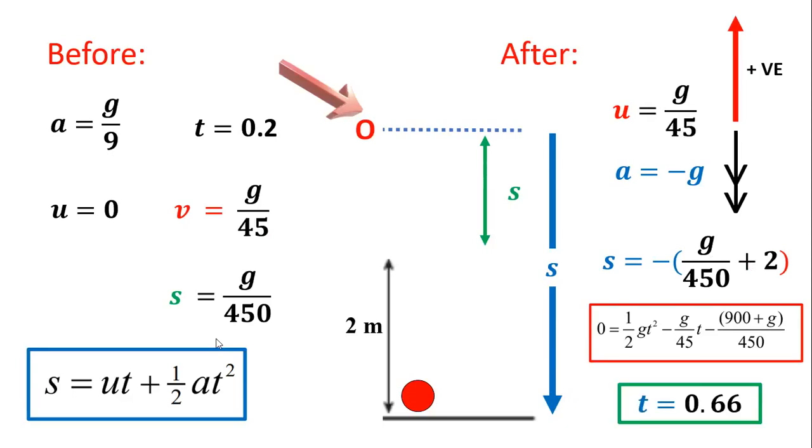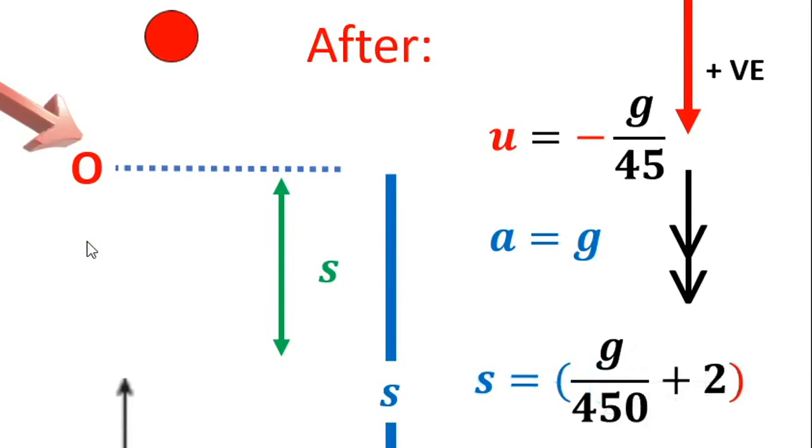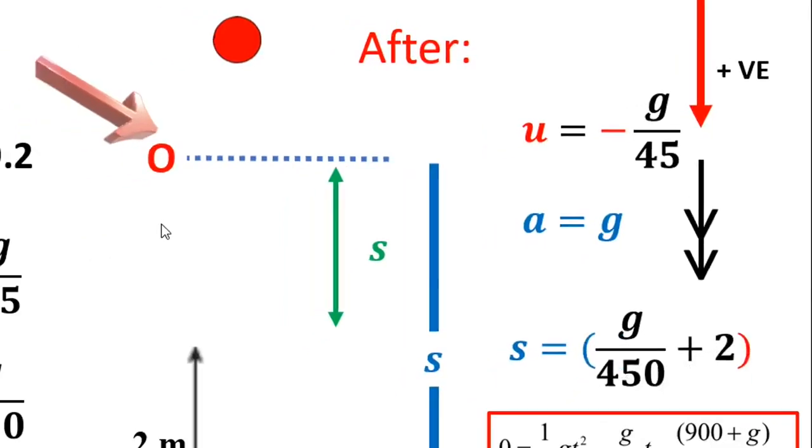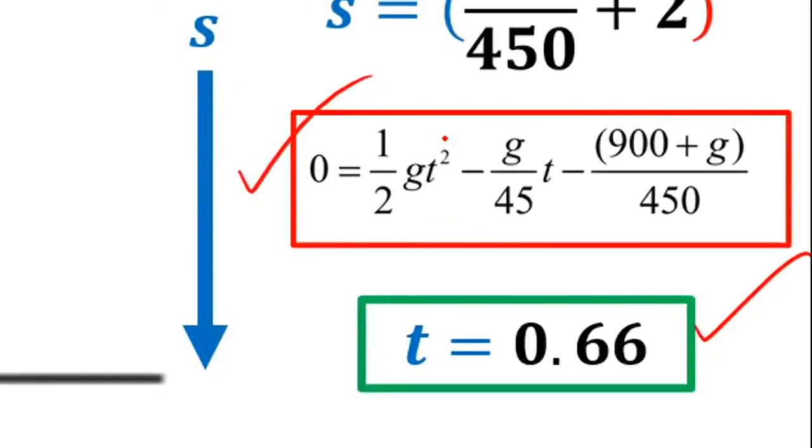Now, supposing I took downwards to be positive, what would happen there? Well, quite simply, let's remind ourselves that the moment the string broke, it was moving upwards. So upwards will be negative. Acceleration downwards is now positive, so it becomes positive g. And its displacement would now be a positive quantity. If we worked this out, of course, as expected, we still get exactly the same value for t. Using s equals ut plus half at squared, we end up with exactly the same outcome.